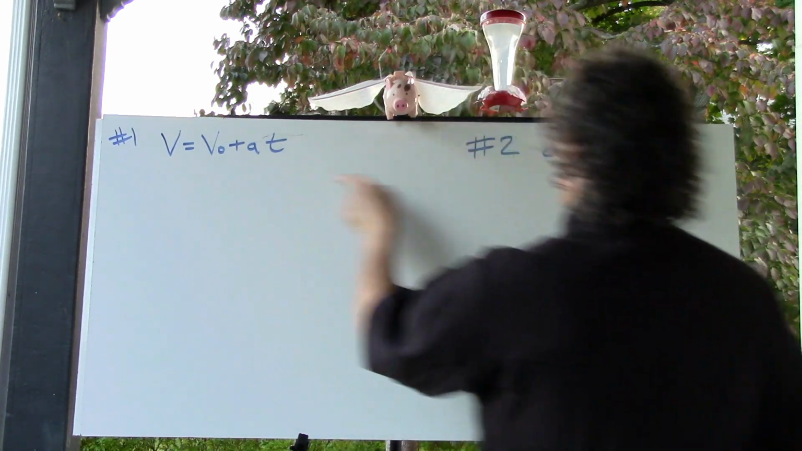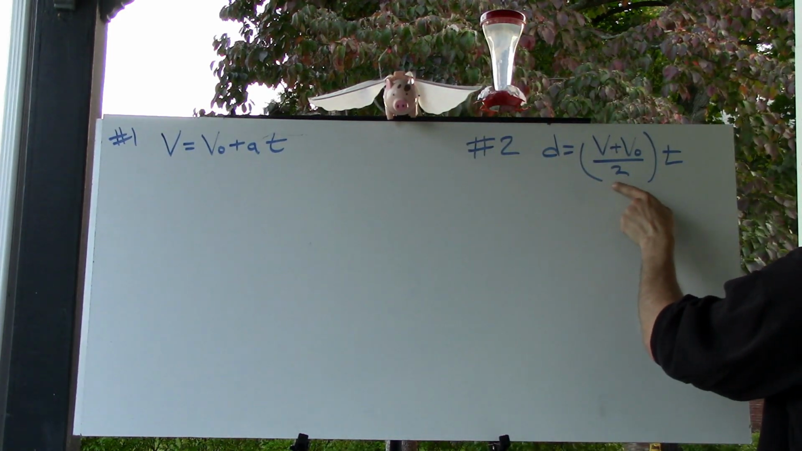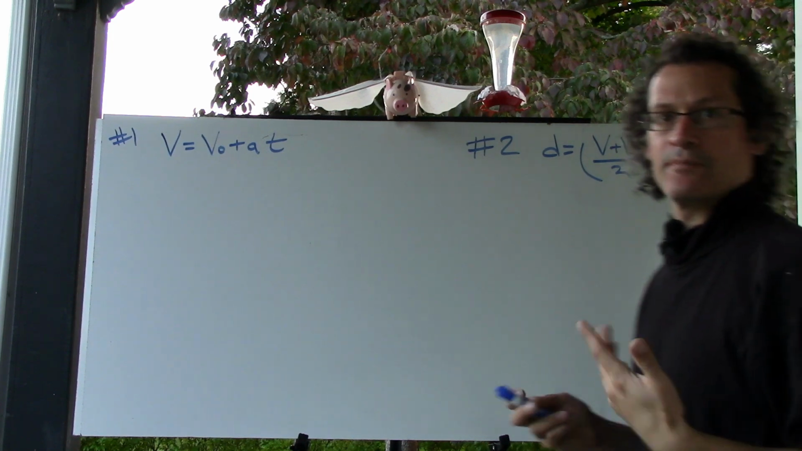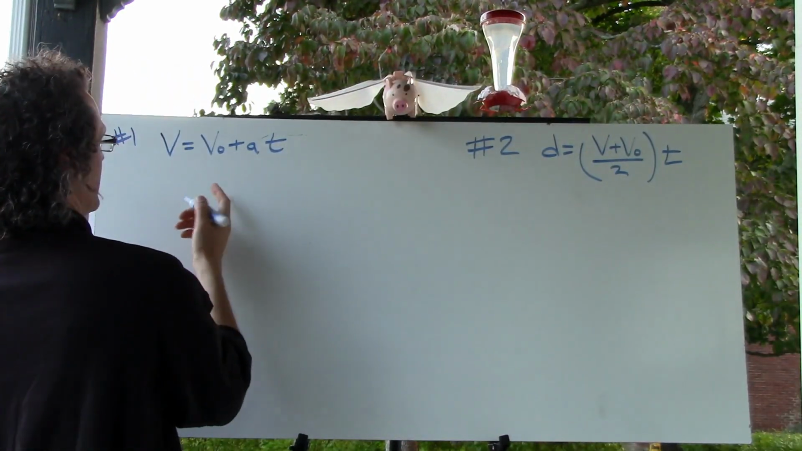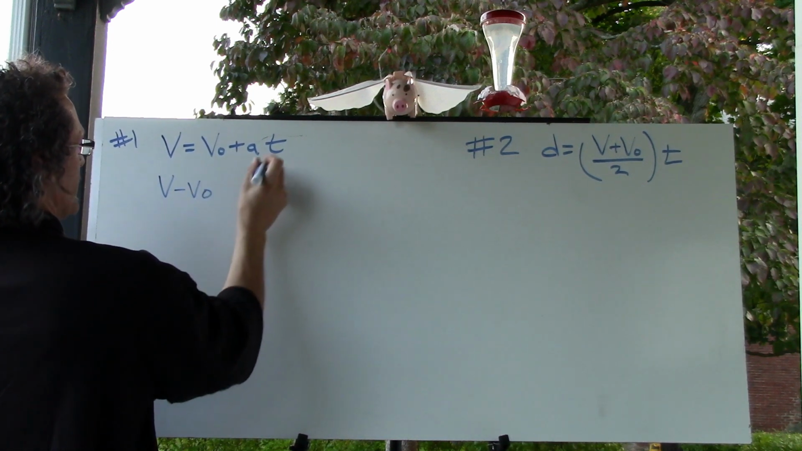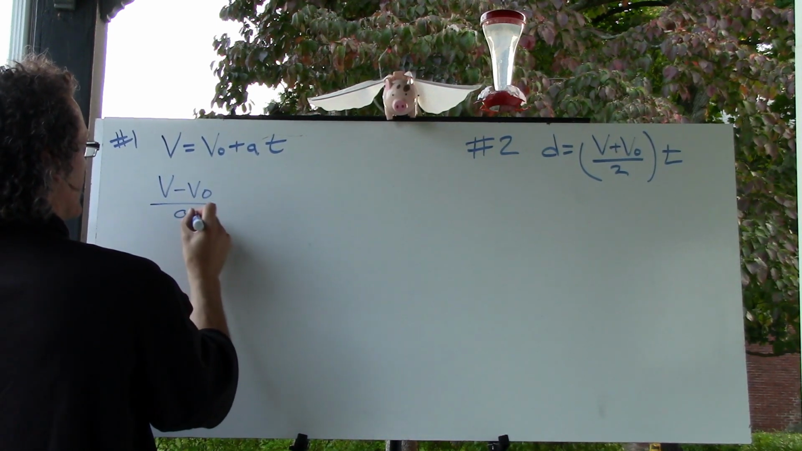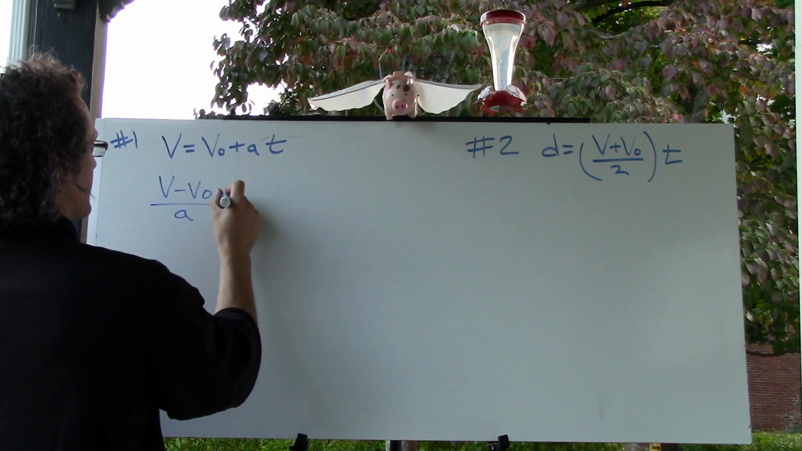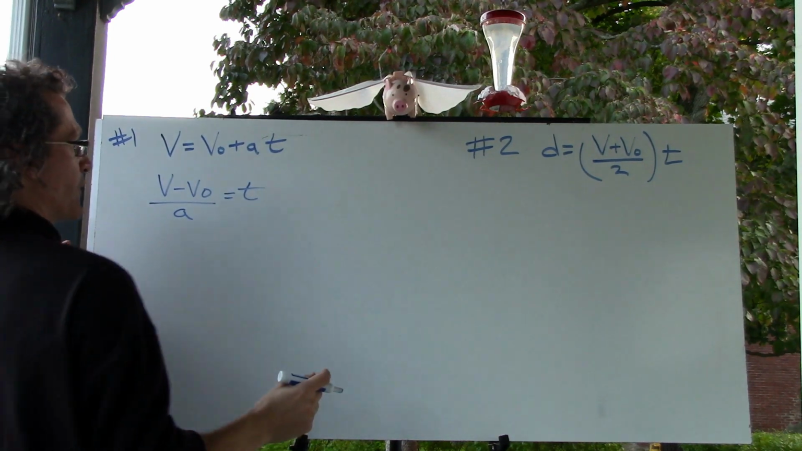Got two equations. v equals v naught plus at. d equals v plus v naught divided by 2 times t. All right, we're solving for t. So I'm going to subtract both sides by v naught and then divide by a, like that. And that equals t. Beautiful thing.